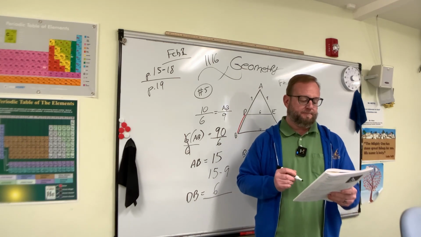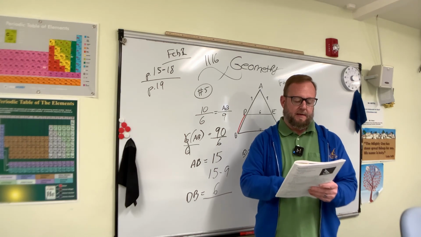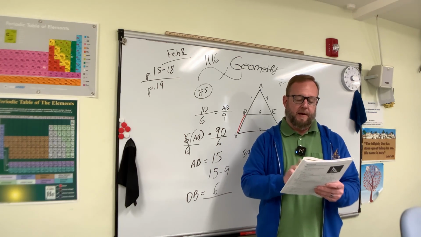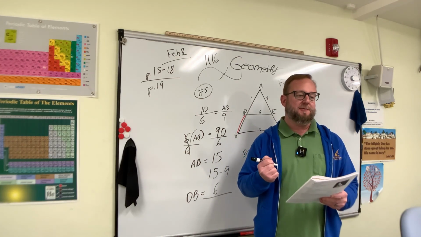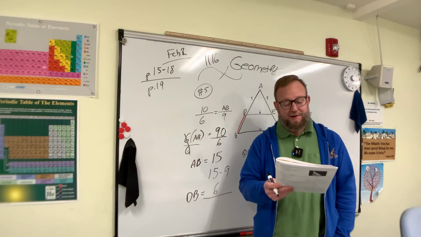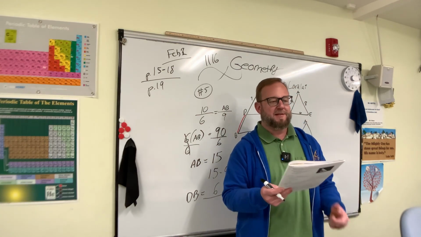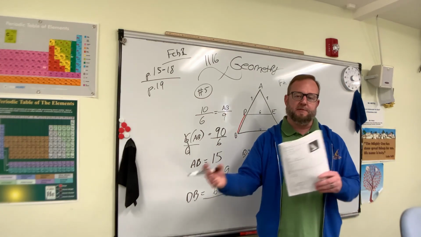Number 10. Triangle ADE and ABC are right triangles. Oh, and angle A is congruent to angle A. Which theorem? I would suggest that we use the right triangle similarity corollary. That's the first corollary of theorem 87. Remember, there was a second one as well.